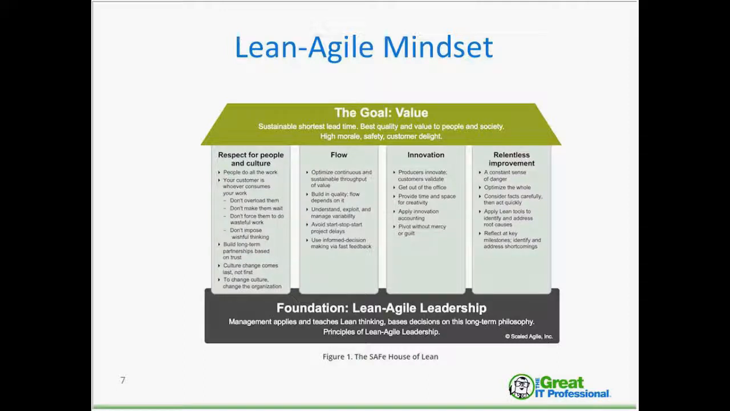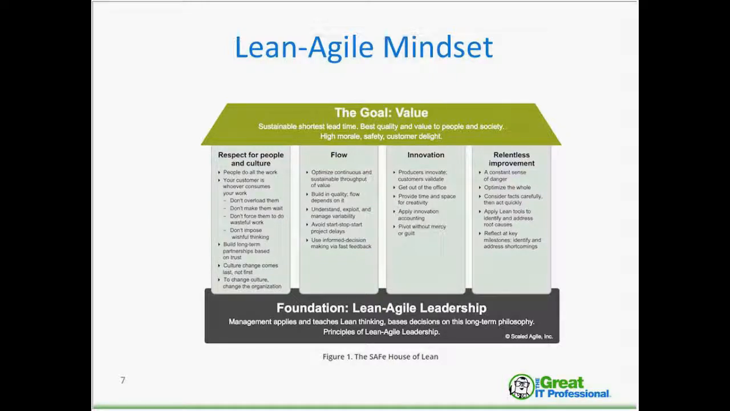I'm sure all of you understand what flow is. It's just the way things come from start to finish. It's considered to be flow. In regards to flow, you want to optimize continuous and sustainable throughput of value. You want to focus on making sure that value is being delivered and that it can be sustained. It should be continuous and it should be able to be sustained. Quality is not an afterthought; it depends on quality being built in.